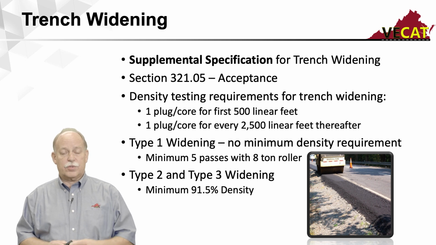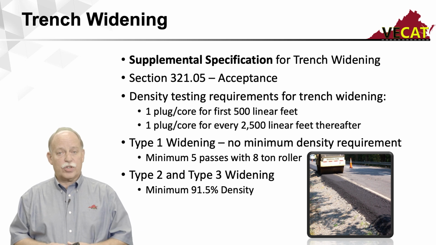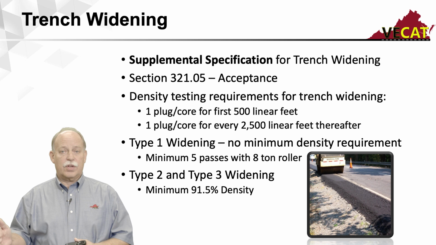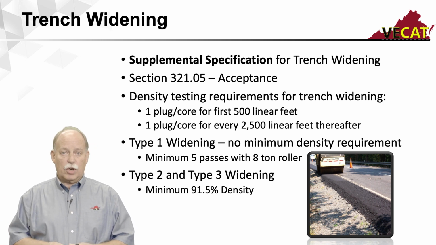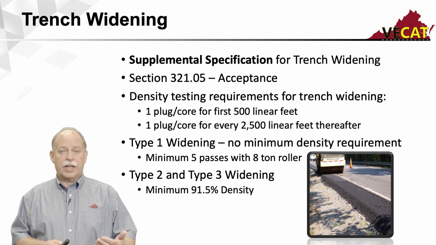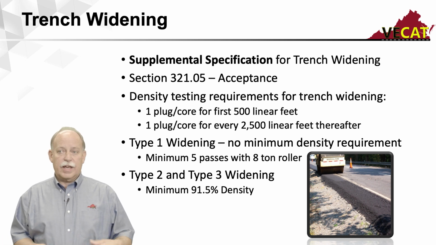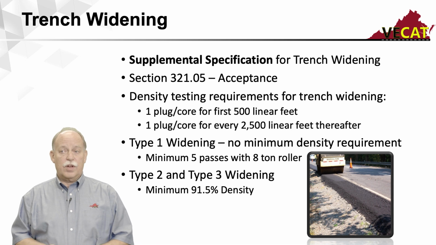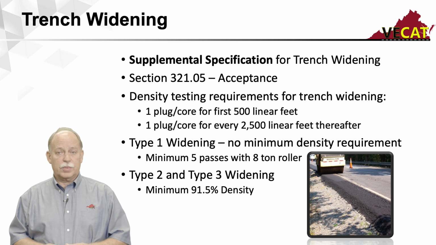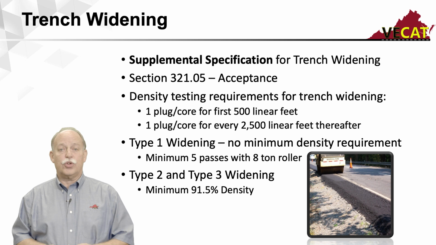There are 3 different types of trench widening. So for type 1 trench widening, and type 1 trench widening is completely outside of your standard roadway. So the trench widening, such as you see in the picture down below, is outside that white line. So if it's type 1 and it's completely outside the travel way, there's no minimum density required for those. And it specifically tells you that you need to do a minimum of 5 passes with at least a minimum of 8-ton roller. So you don't do density testing for type 1 trench widening. However, you do for the other 2.